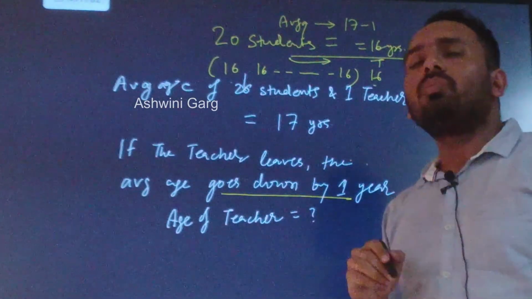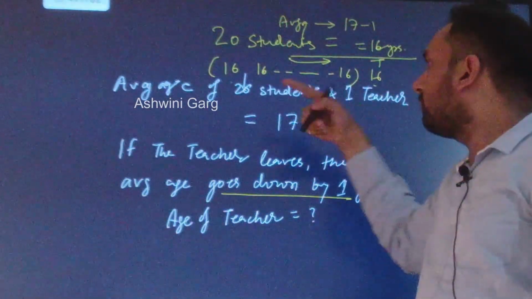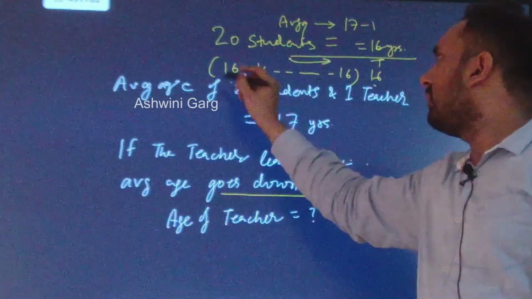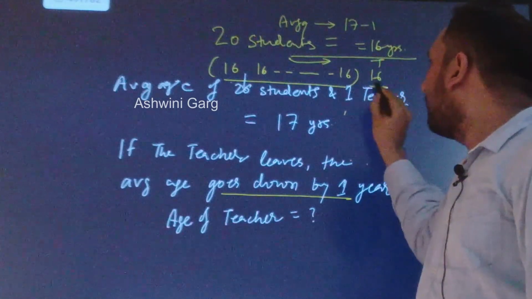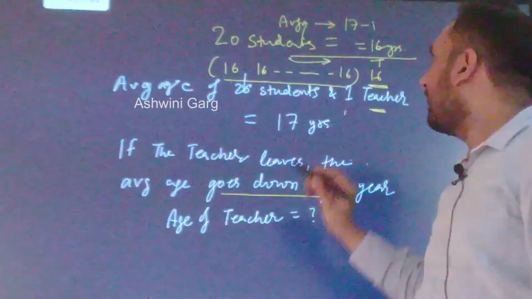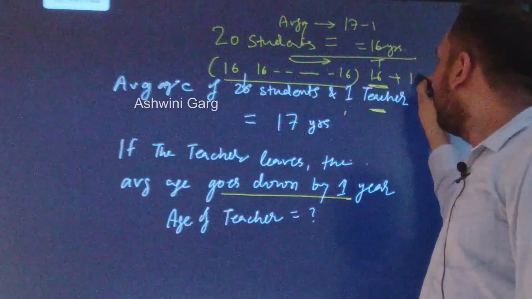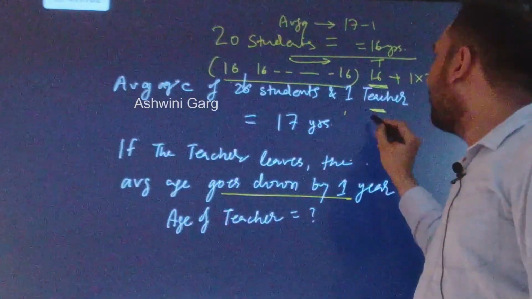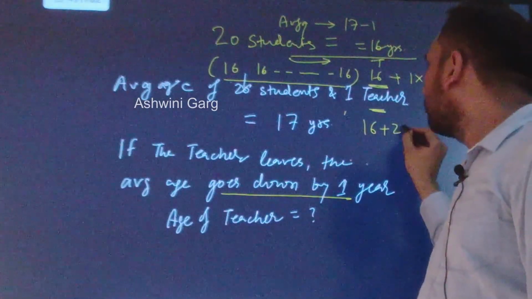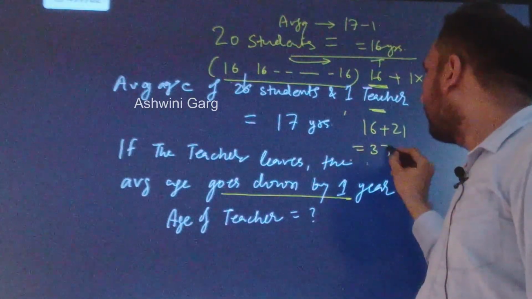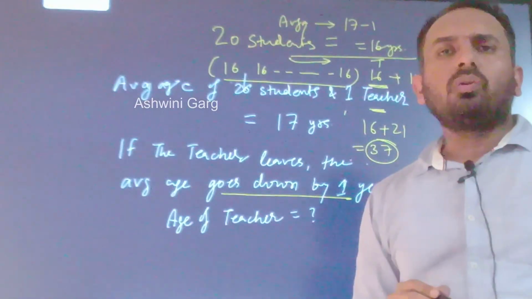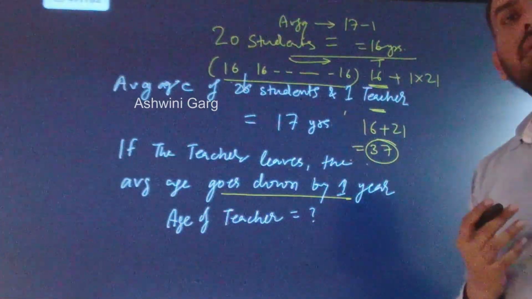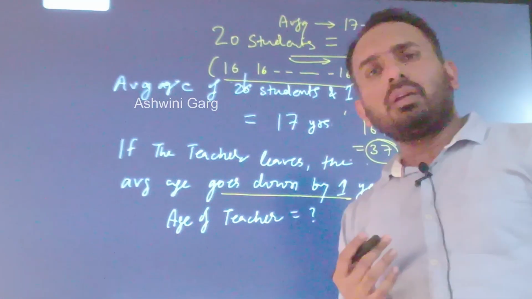To make it 17, all the values have to be increased by 1. So how many times do we need 1 extra? I will need 1 twenty times and 1 time for the teacher himself. So I need 1 twenty-one times extra. So my final answer must be 16 plus 21, which is nothing but 37. So this is the basic concept, which is called inclusion and exclusion.